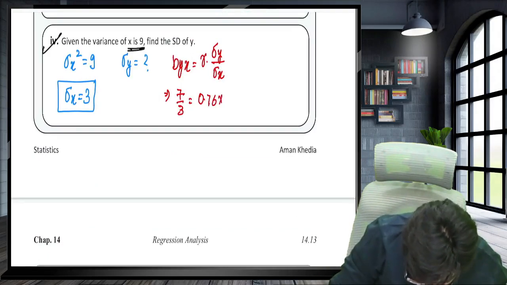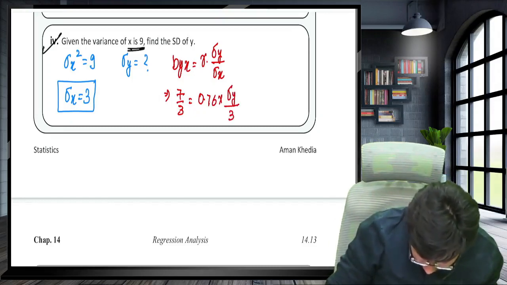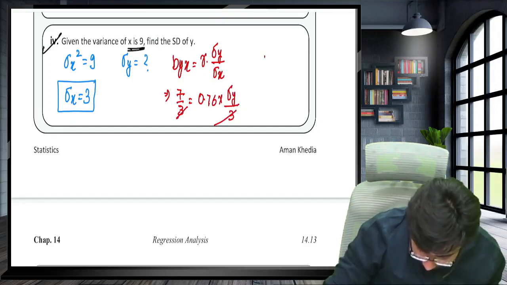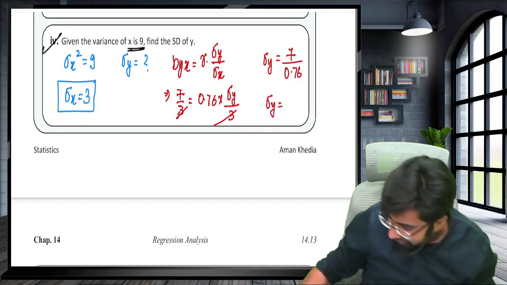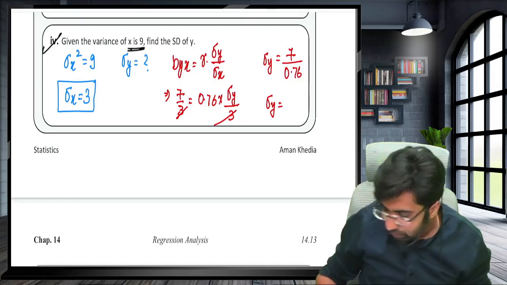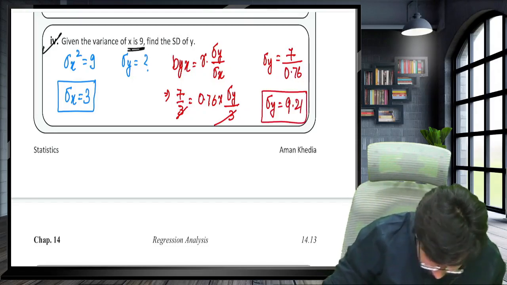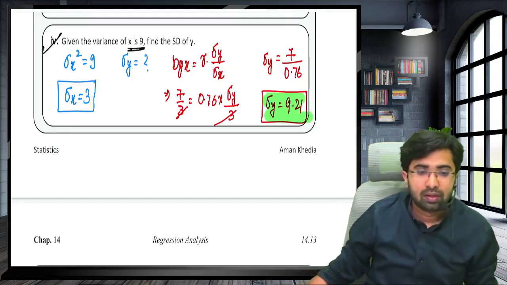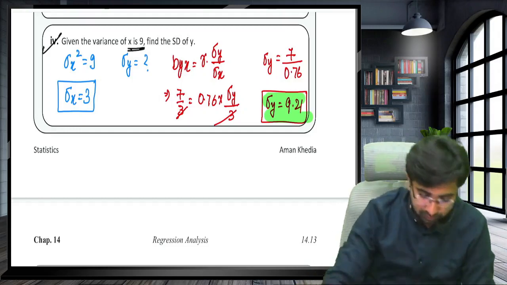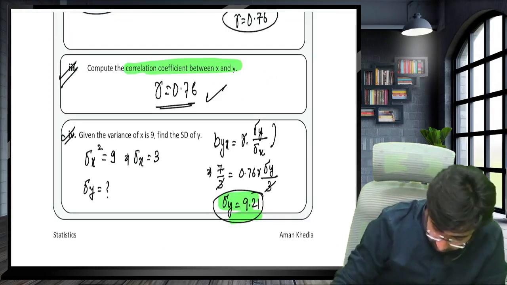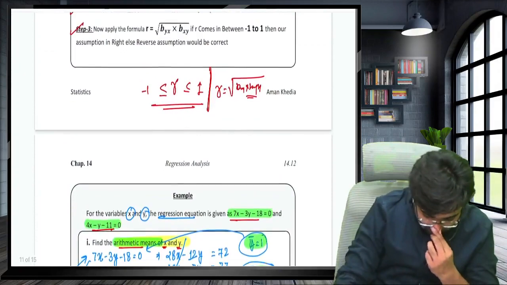This is my 0.76. I need to compute standard deviation of y. My standard deviation of x is again 3. So this 3 cancels and sigma y is equal to 7 divided by 0.76. This is 9.21. Guys, just tell me whether this point is clear or not. Yes, 9.2, whatever, that's correct. Let me check. 9.21, correct. Guys, we have successfully cleared this residual question type.